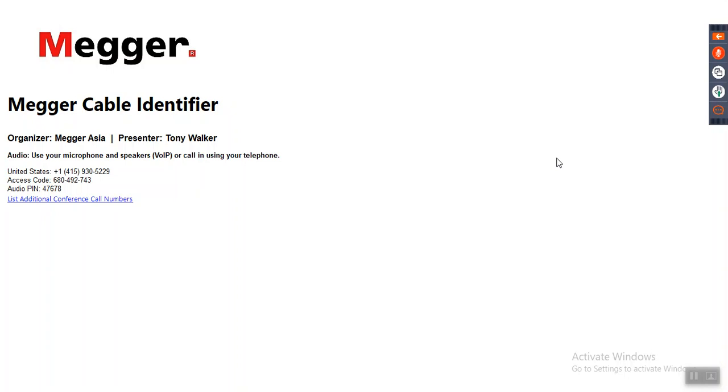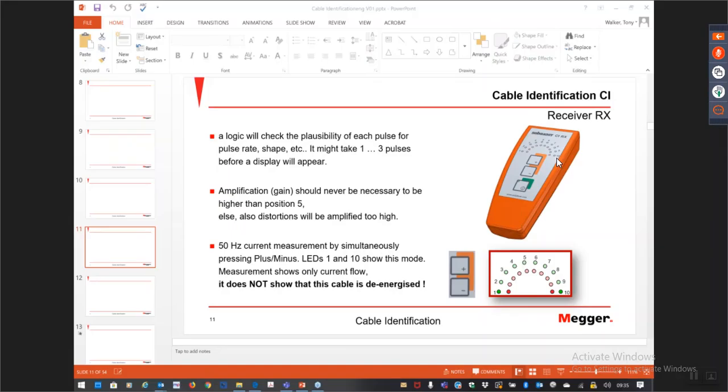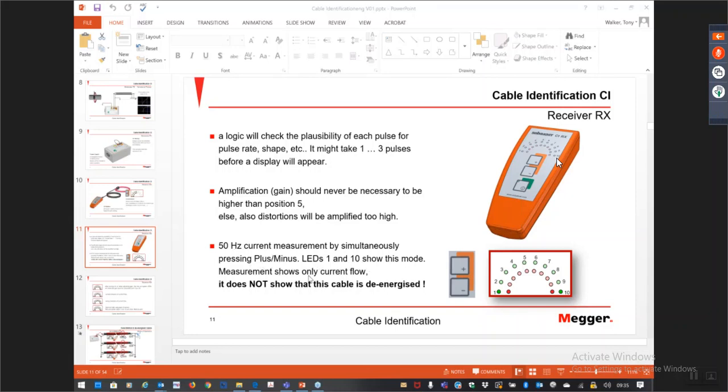If I share, probably share back to the. Okay, can you see that? Yes. A 50 hertz current measurement by simultaneously pressing the plus or minus LEDs 1 and 10 will show in this mode. Measurement shows only current flow. It does not show that the cable is de-energized. All it will show is there's 50 hertz in there and a current.